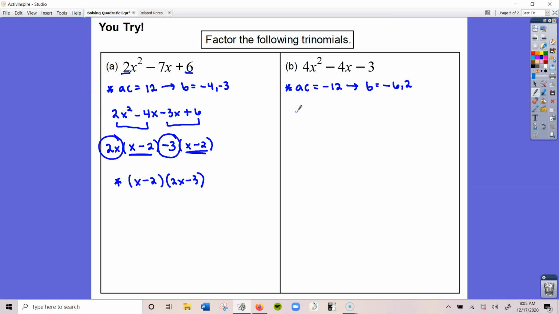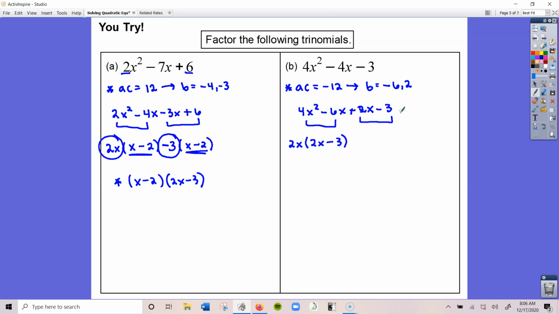So now I'm going to rewrite this quadratic using these two numbers. 4x squared minus 6x plus 2x minus 3. And now we factor by grouping. 4x squared minus 6x both are divisible by 2, and they both have an x in common. And when I divide 2x from every term, I would have 2x minus 3.